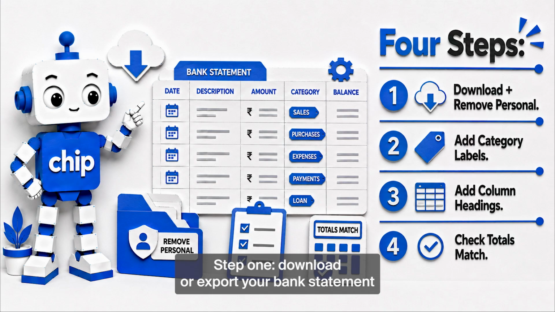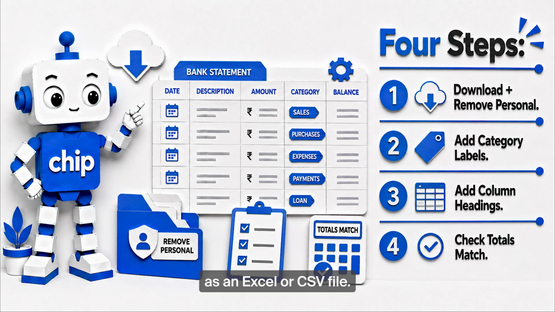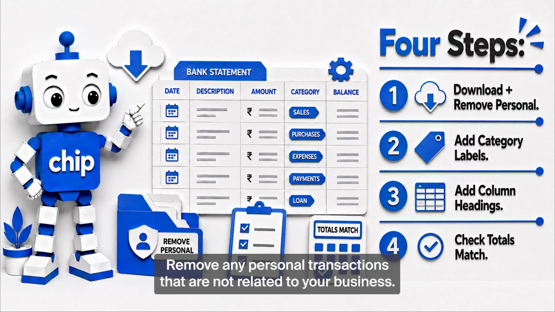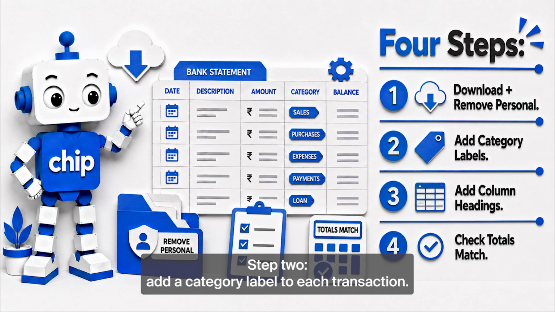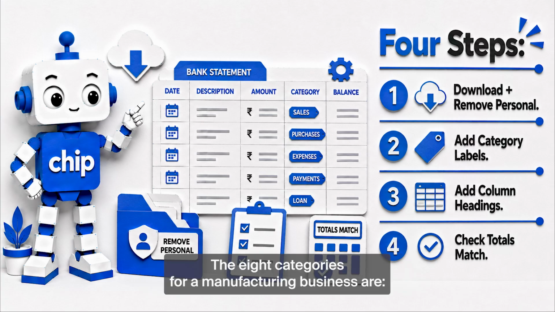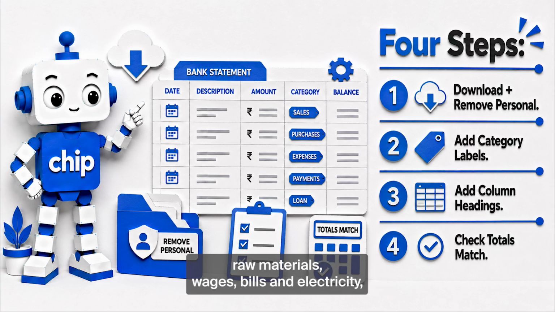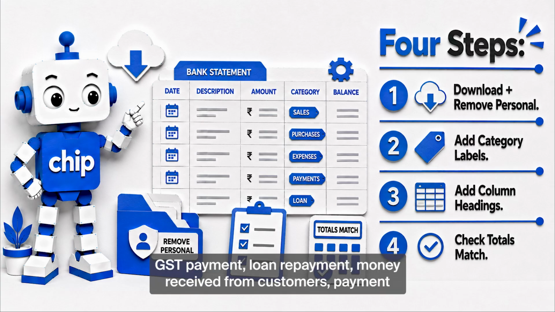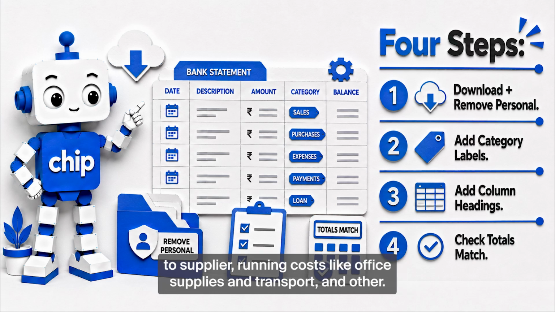Step 1. Download or export your bank statement as an Excel or CSV file. Remove any personal transactions that are not related to your business. Step 2. Add a category label to each transaction. The 8 categories for a manufacturing business are raw materials, wages, bills and electricity, GST payment, loan repayment, money received from customers, payment to supplier, running costs like office supplies and transport, and other.